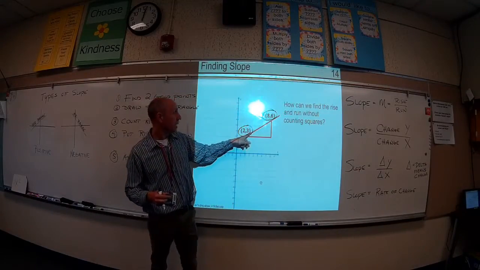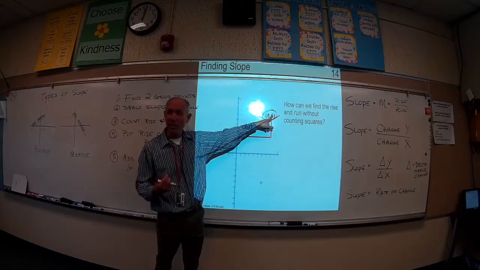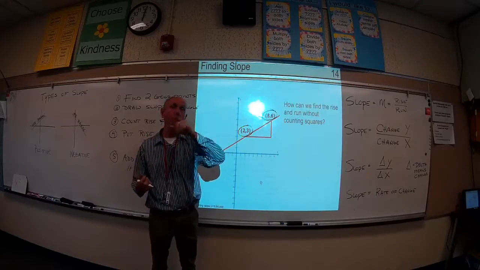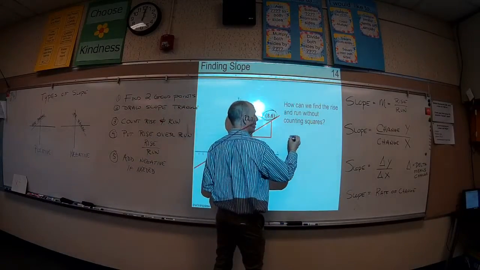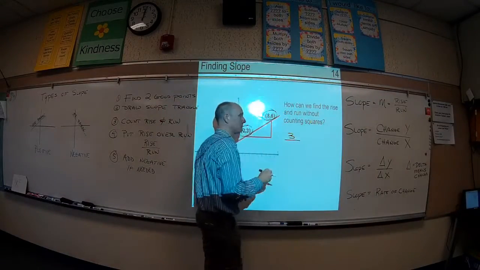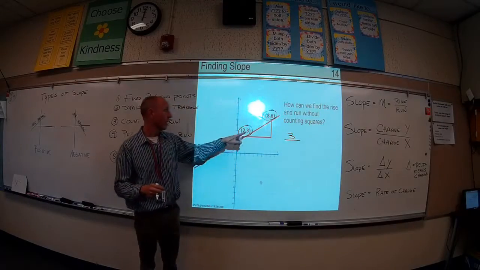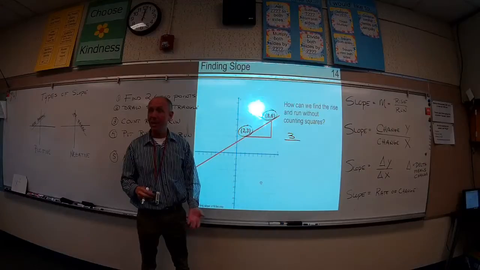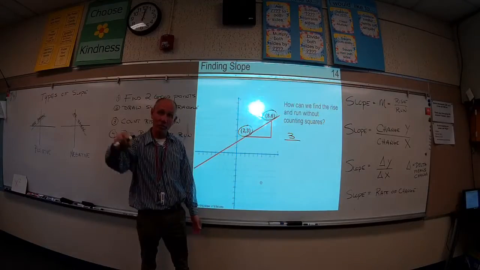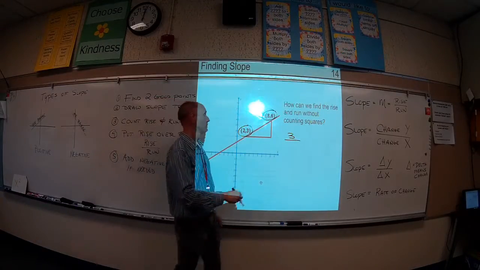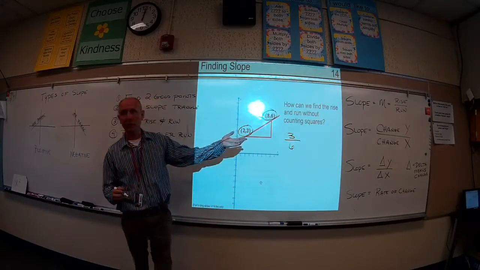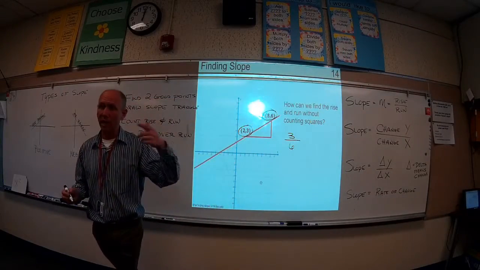Y was at 3, now it's at 6. How did Y change? It went up by 3. That's your rise. X was at 2, now X is at 8. How did X change? What's the change in X? It went up by 6. That's your run. So what's your fraction? Or what's your slope? 1/2.